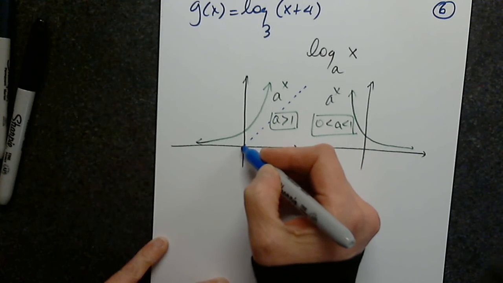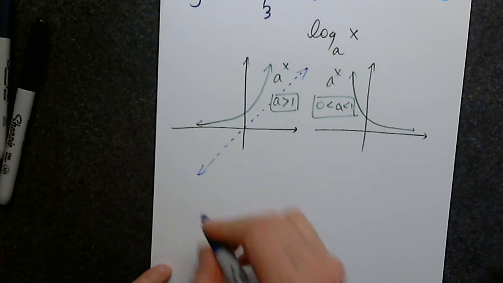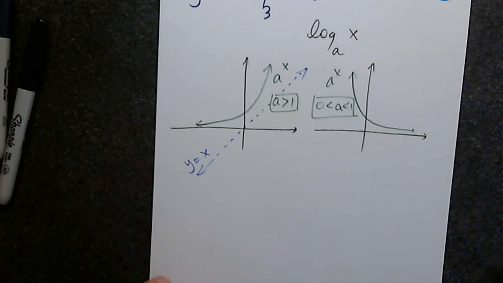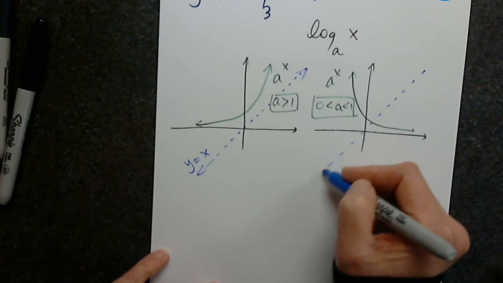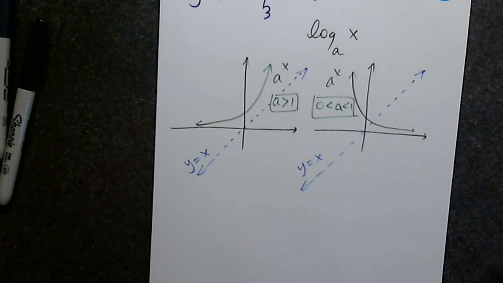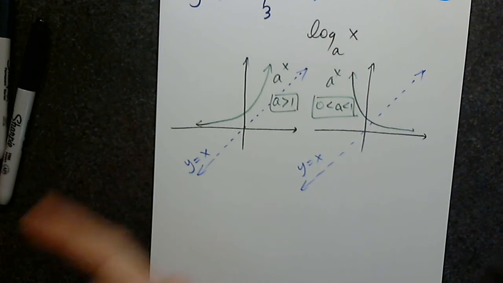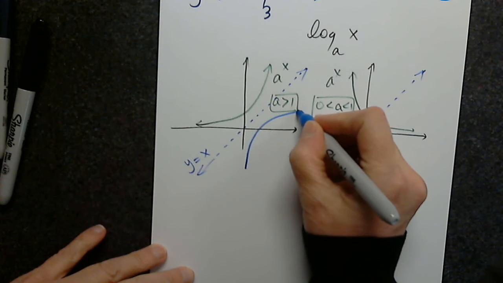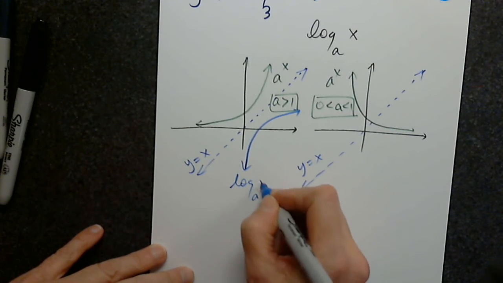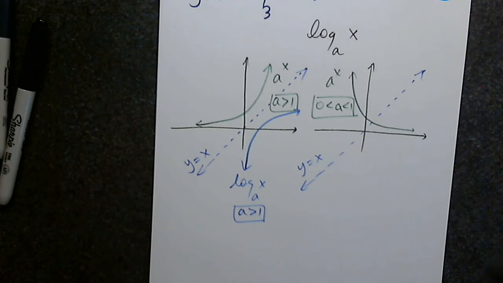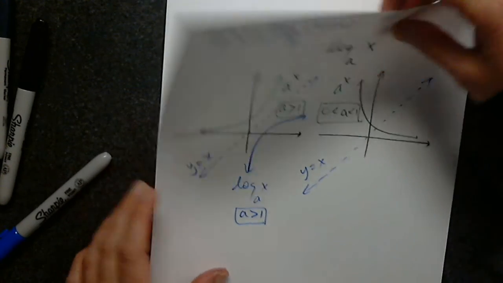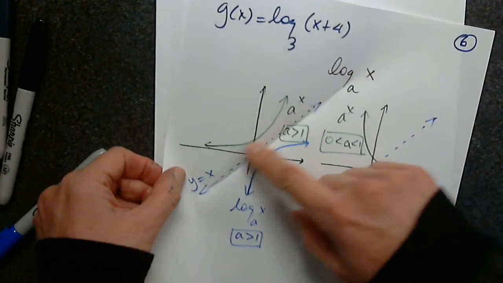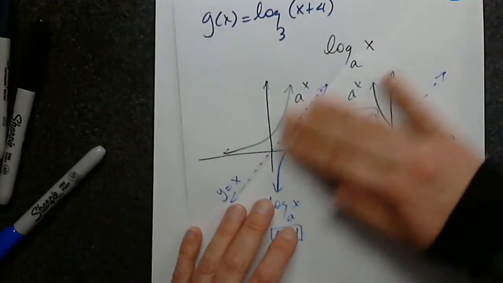Whenever I graph the function and the inverse on the same coordinate system, I have to graph the line y equals x, which bisects the first and the third quadrants. So all I have to do is just symmetrically reflect over y equals x to get the graph of the log. So this is log base a of x with base greater than 1. So if you try to fold these two functions, they will overlap.